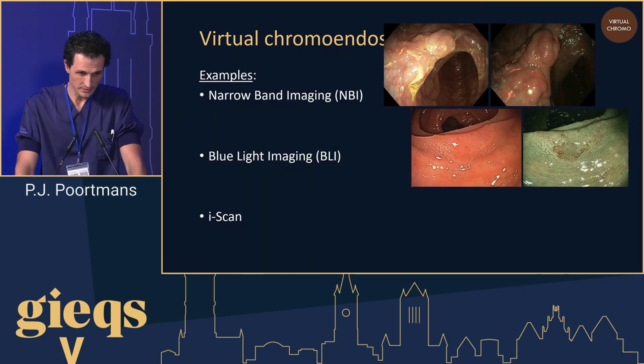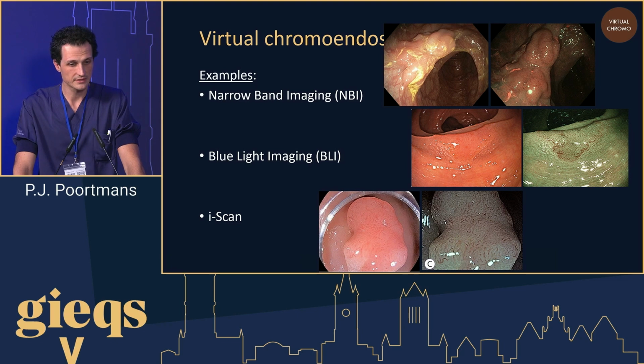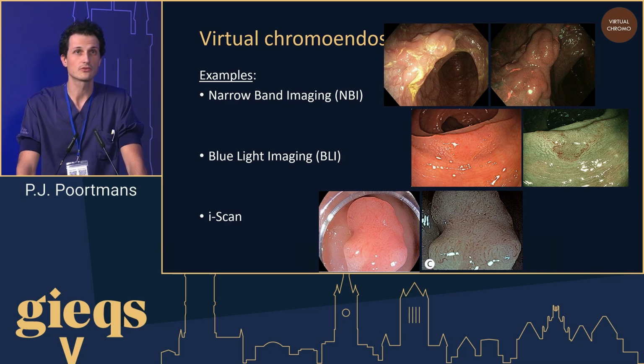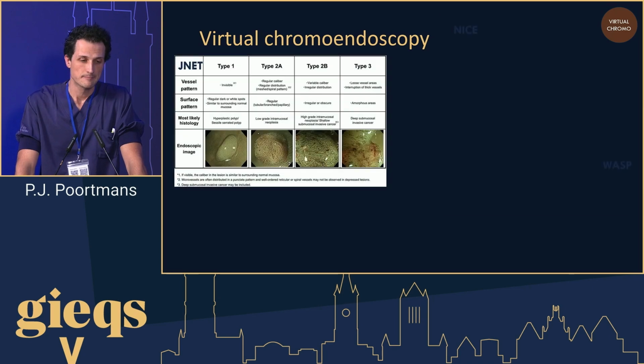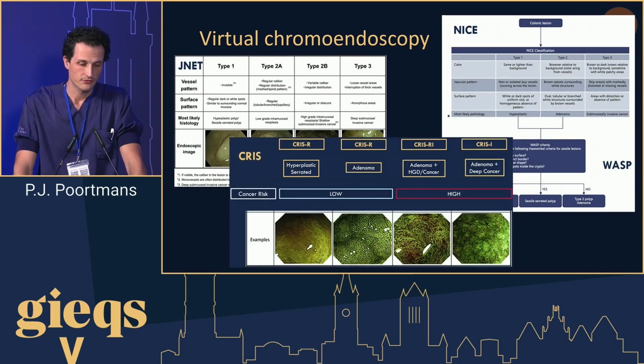So some examples for those who don't know what it is. NBI in Olympus, so it gives a different pattern. BLI for Fuji and iScan for Pentax. Same polyps, but with virtual chromo endoscopy. And so we use it for the different classification systems, as already mentioned.